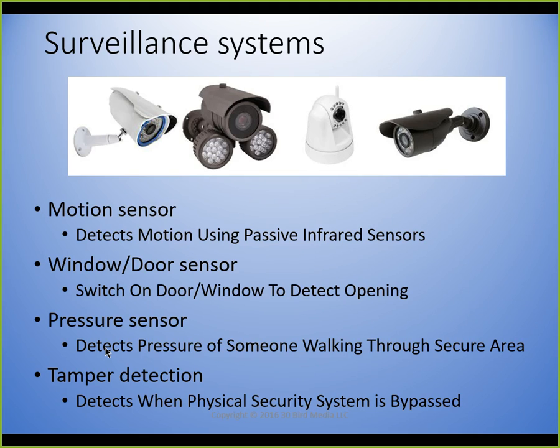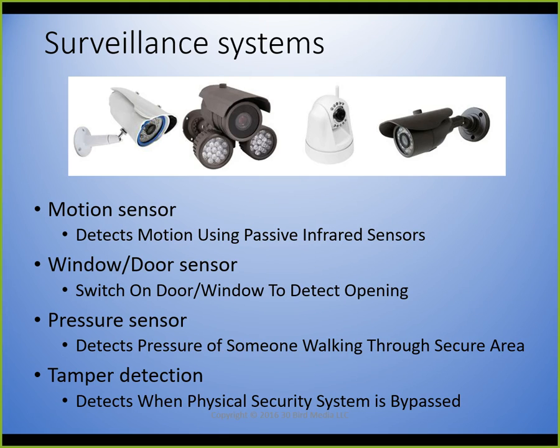Pressure sensors detect pressure, somebody walking through a secure area. These are some things that can be really significant. Tamper detection, when a physical security system is bypassed. Different things. The motion sensors and the cameras are probably some of the more effective things. And I think motion sensor lights can be effective too. It kind of surprises people as they walk in and then a light comes on. It's like, okay, you've been detected.